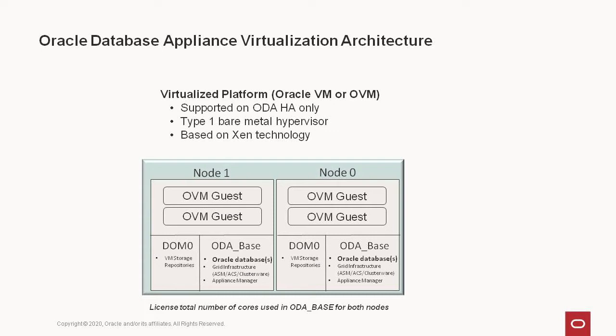Now, the limitation also includes, let's say you have 10 databases in this ODA base, and you only need one database for RAC, or Real Application Clusters. You have to license all the cores for RAC. But with KVM, you have that flexibility. You only license RAC for the database that needs RAC. The other ones can stay single instance. So that's the flexibility of the KVM, and I'll talk about that.